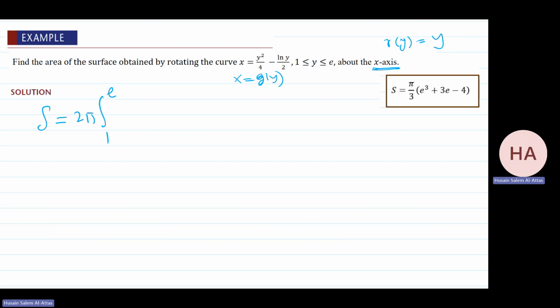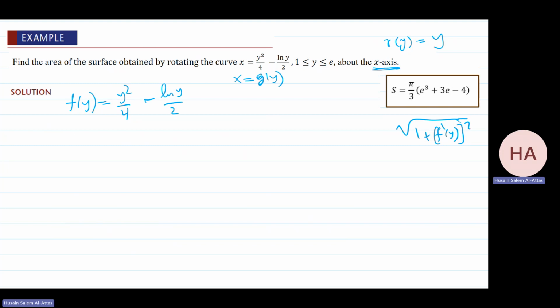I need x′. I need to first do this calculation because it's a little bit not an easy one. I have f(y) as this. I need to find √(1 + f′(y)²), with the term minus ln y over 2. So f′(y) will be y/2 minus 1/(2y).